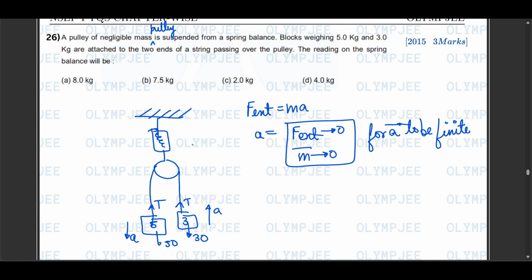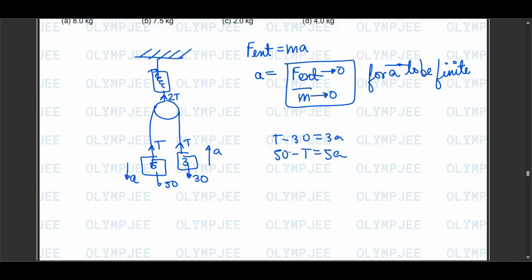Hope this makes sense. So this will be 2T. So the force acting on the spring will be 2T, and we essentially need to calculate 2T. So T minus 30 is equal to 3a and 50 minus T is equal to 5a. On adding these two equations, we get 20 is equal to 8a. So the acceleration will come out as 20 by 8, which is 5 by 2, which is 2.5 meter per second square.